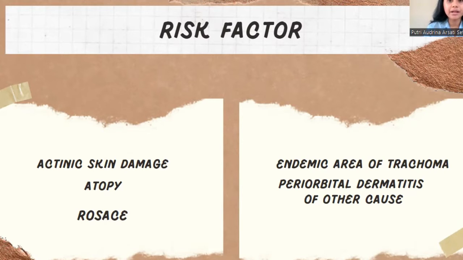In psoriasis, periorbital involvement is less common, but it's usually prevalent at the eyelid margin. And for contact dermatitis, it is less commonly a chronic condition. That's all. Thank you. Next.